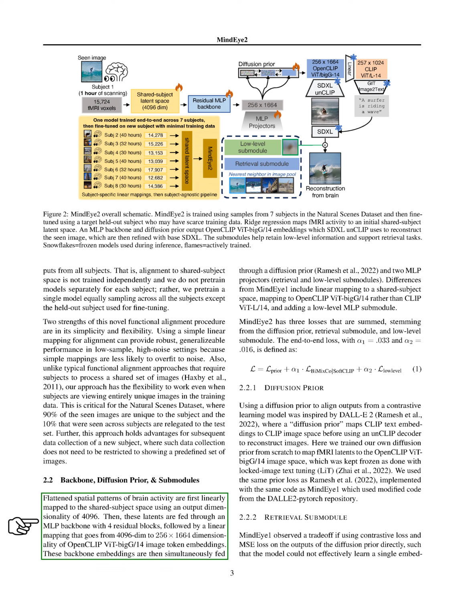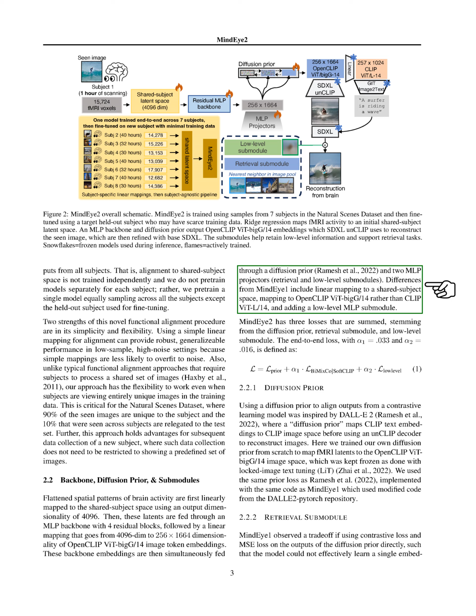We first map the brain activity patterns to a shared subject space with a dimensionality of 4096. These latent representations then pass through a backbone neural network with 4 residual blocks before being mapped to a 256 times 1664 dimensional space of image token embeddings. These embeddings are further processed through a diffusion prior and 2 MLP projectors.